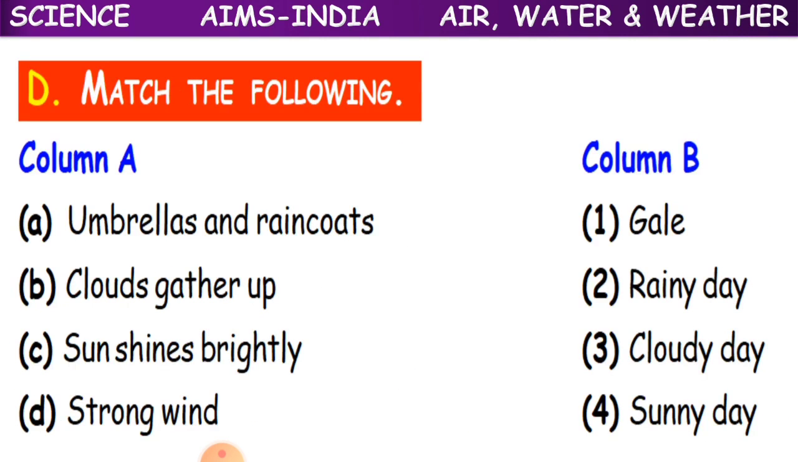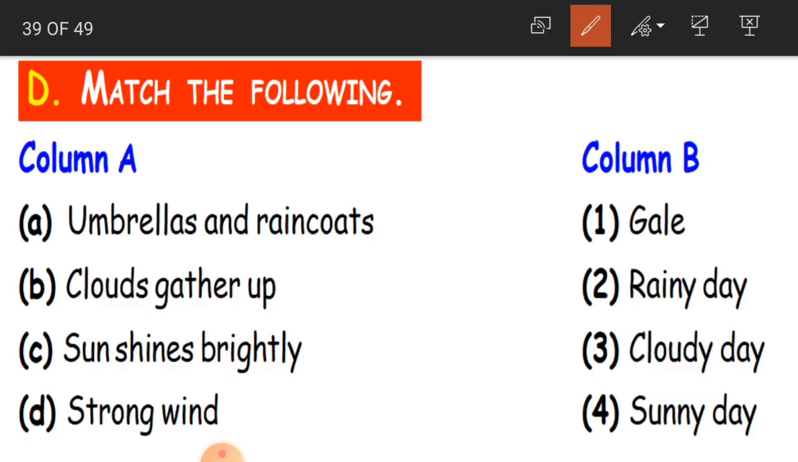And now we will go with the match the following exercise. So are you able to follow me? Yes. So in column A you have got some words, and in column B you have got some words. So we have to just match them with the correct options. Here A is umbrellas and raincoats. When do we use them? We use them on a rainy day, to protect ourselves from the rain. We carry umbrellas and we wear raincoats.